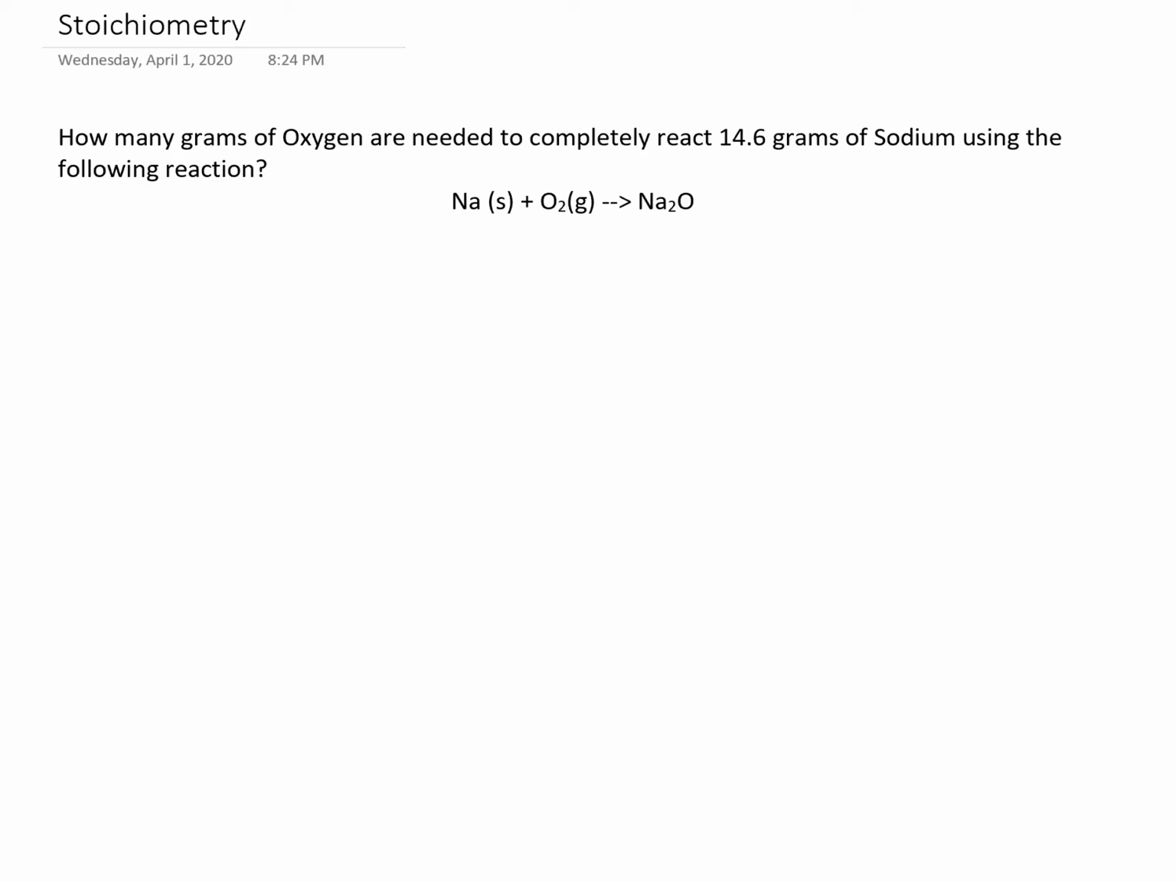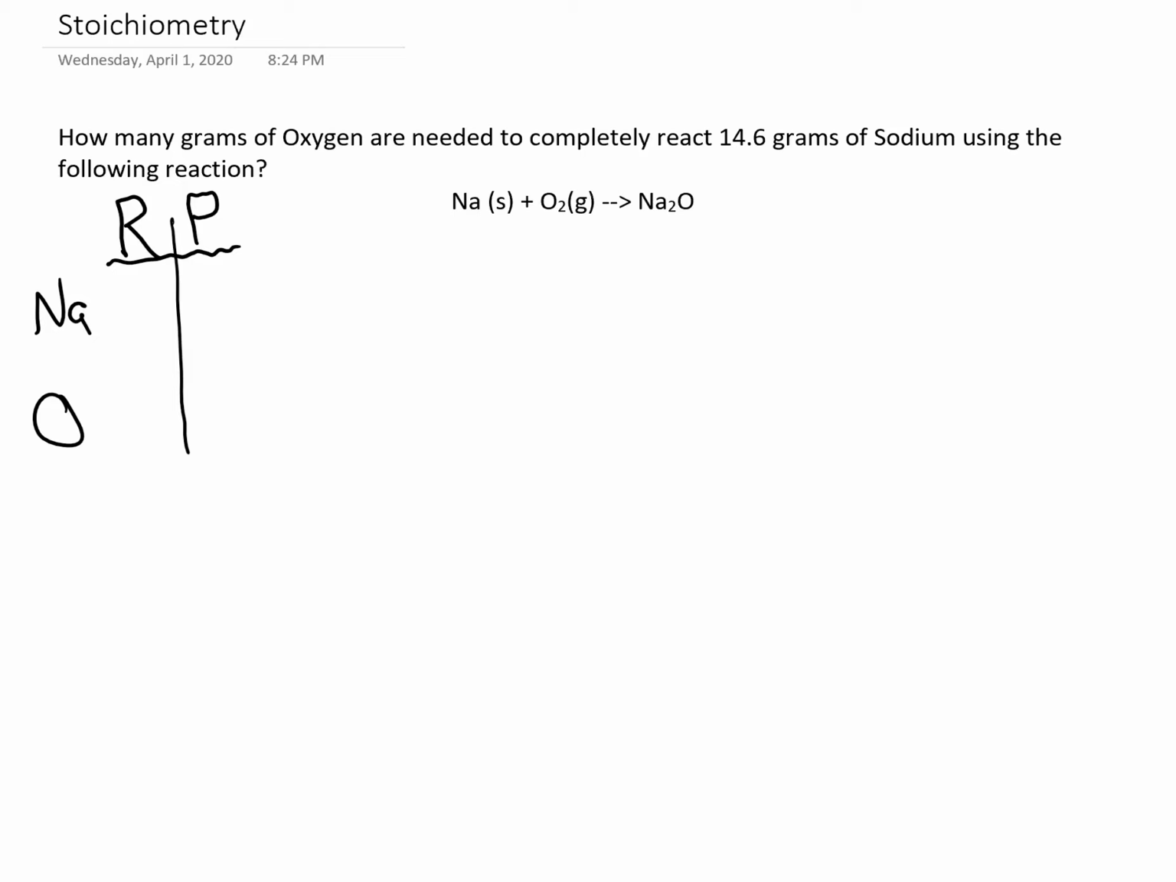The first thing we need to do in order to make these kind of predictions is to have a balanced chemical equation. Below you can see we have a skeletal equation of sodium and oxygen forming a sodium oxide compound. But you'll notice this isn't a balanced reaction. So we need to balance it. So we'll go back and we'll draw our table of reactants and products. We'll list out our elements here, sodiums and oxygens.